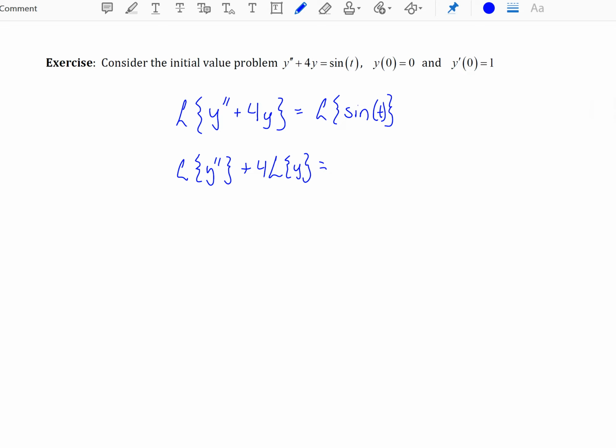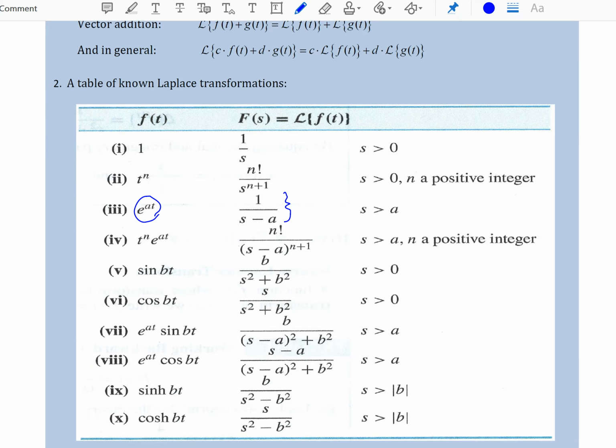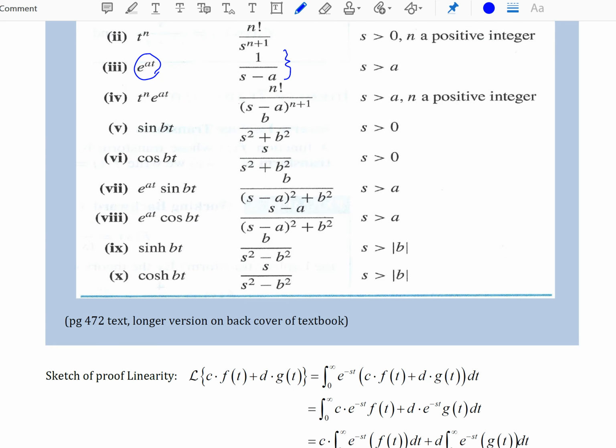So if you have your Laplace table, let's look at the Laplace table. Recall the Laplace of sine of t, so the sine function. Here we have just sine of 1t, so b is a 1. Will end up being 1 over s squared plus 1.